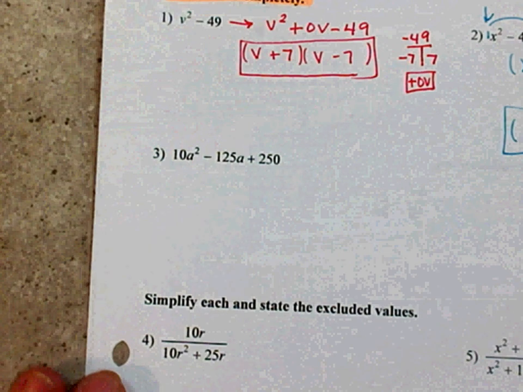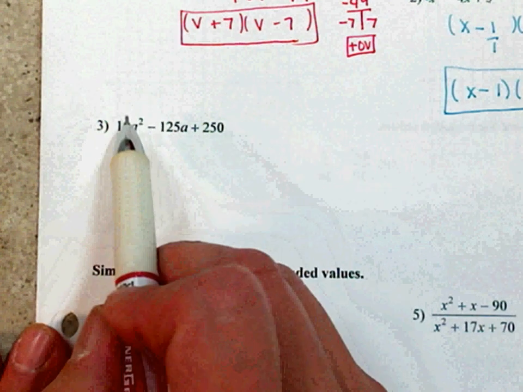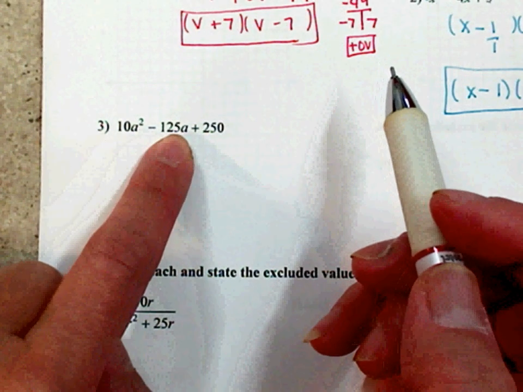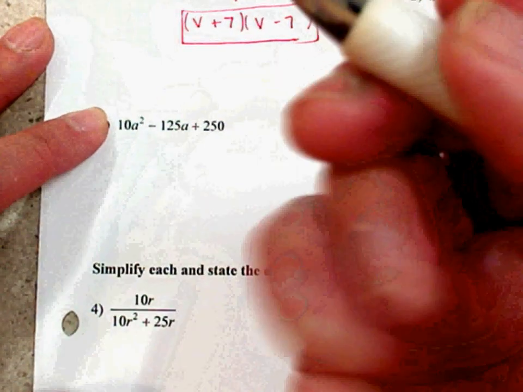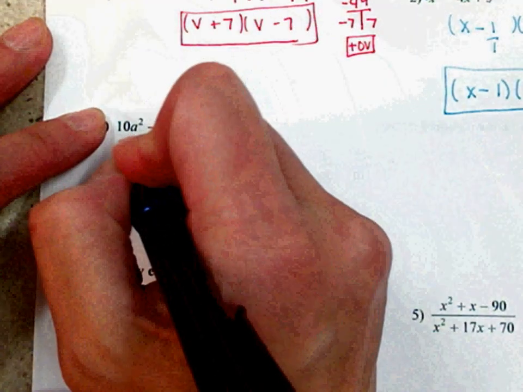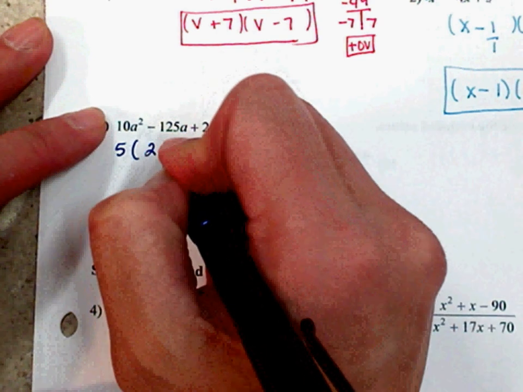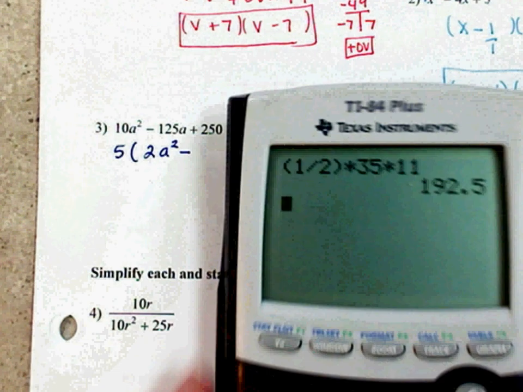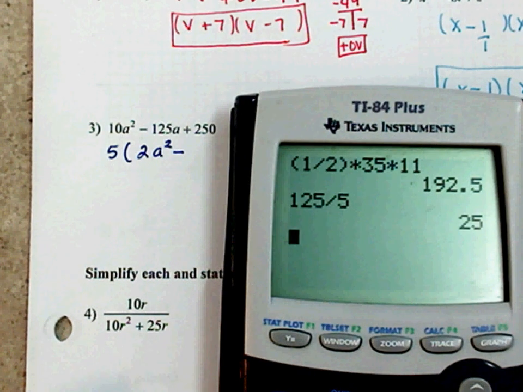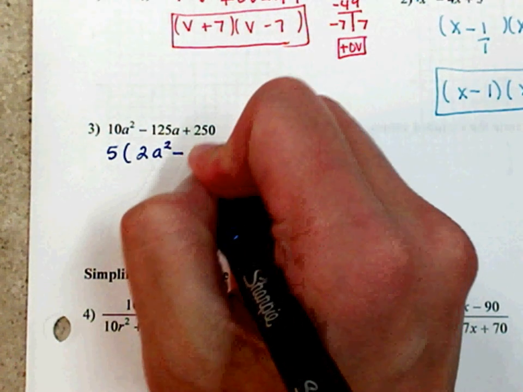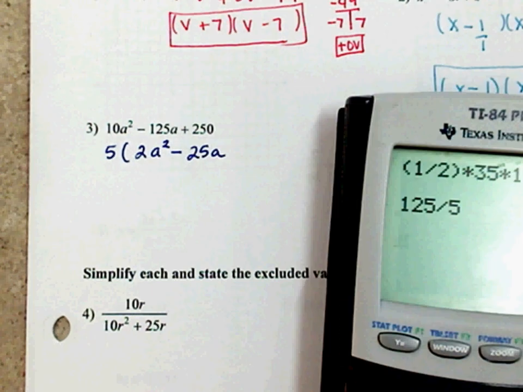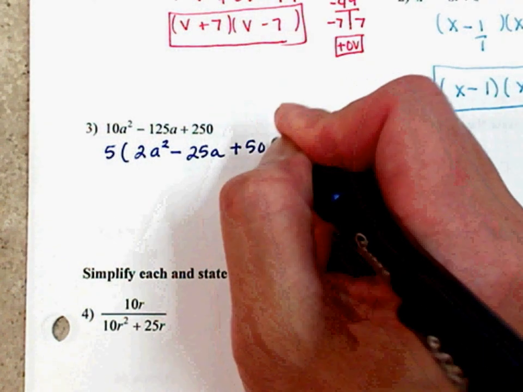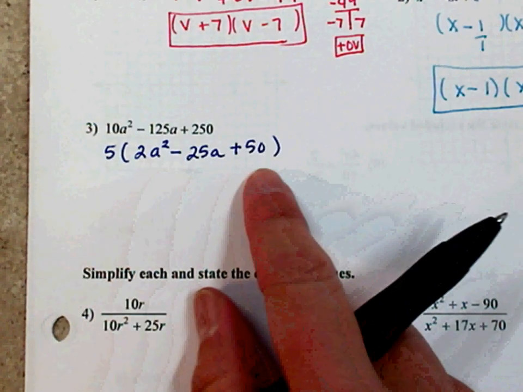All right, let's look at number 3. 1, 2, 3. What do they all have in common that you can factor out? You notice how it ends in 5s and 0s? So let's factor out a 5. When you factor out a 5, you have 2a squared minus. Go to your calculator and go 125 divided by 5. That gives you 25. Make your number as small as possible. 250 divided by 5 is 50. So plus 50. You still got 3 terms. This is what's left over.